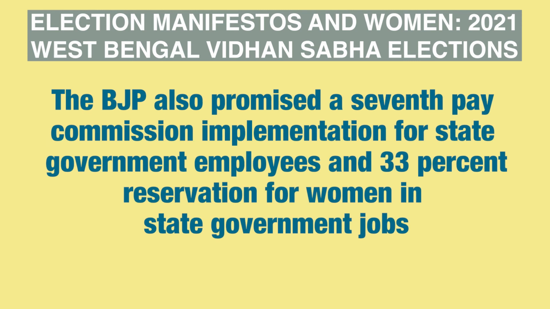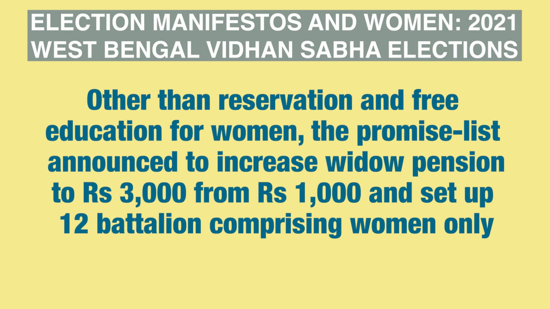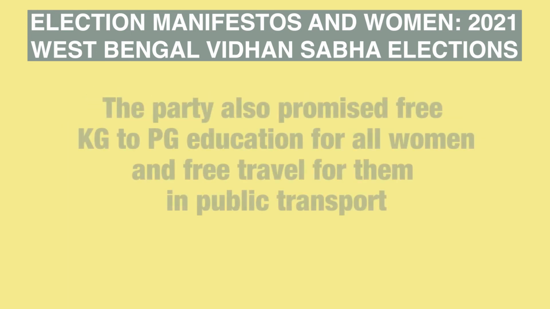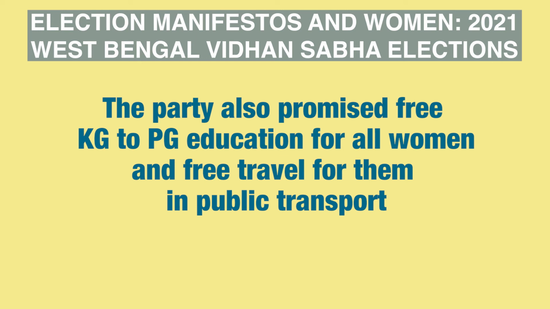The BJP also made a similar promise of 7th pay commission implementation for state government employees and 33% reservation for women in state government jobs if it came to power. Other than reservation and free education for women, the promise list announced an increase in widow pension to 3,000 rupees from 1,000 currently, and the setting up of 12 battalions comprising women only. The BJP also promised free KG to PG education for all women and free travel for them in public transport.